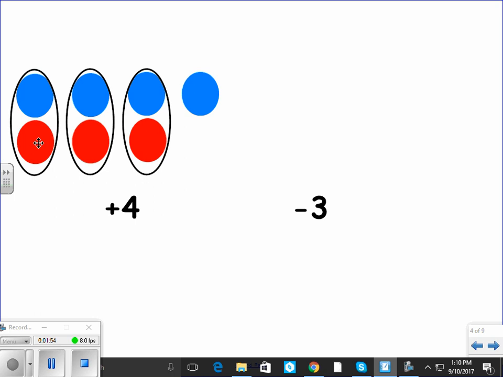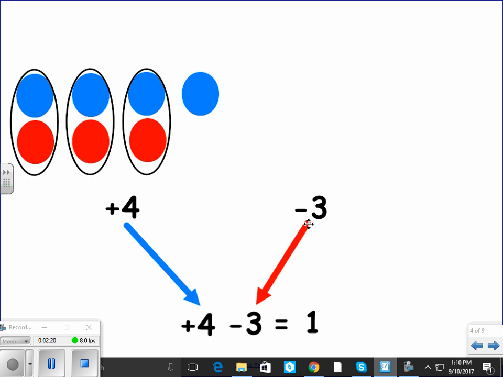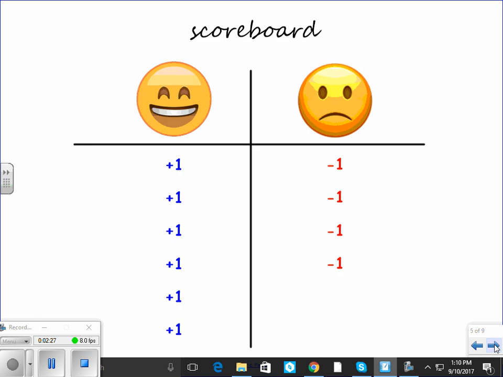This positive one and this negative one cancel out and become 0. This positive one and this negative one form a zero pair. Here's another zero pair. However, we had one more positive token than we had negative tokens. So we see that 4 plus a negative 3 would leave you with just one positive token. So 4 plus a minus 3 is 1.